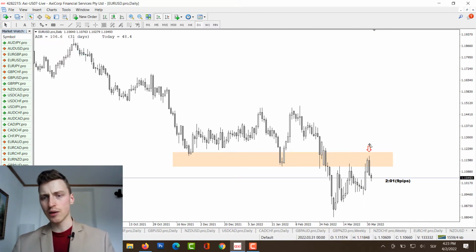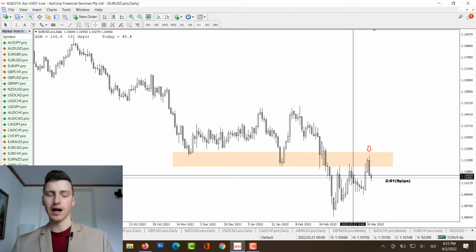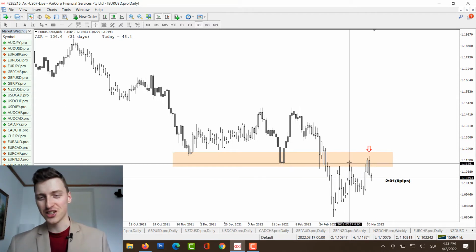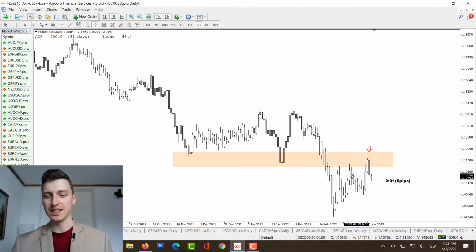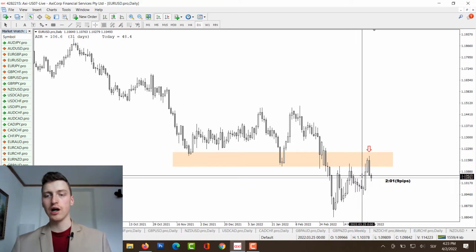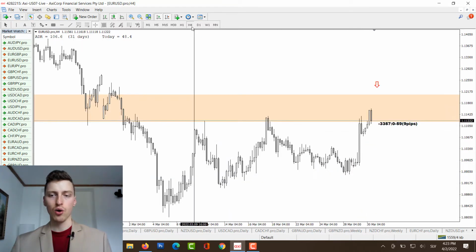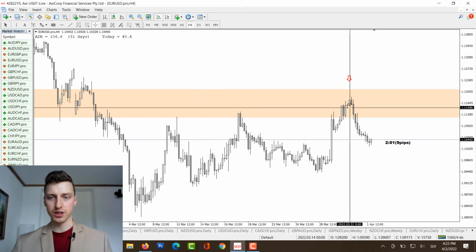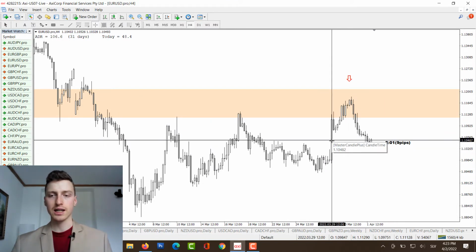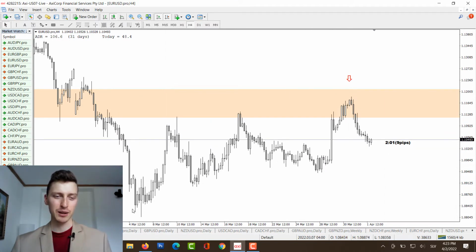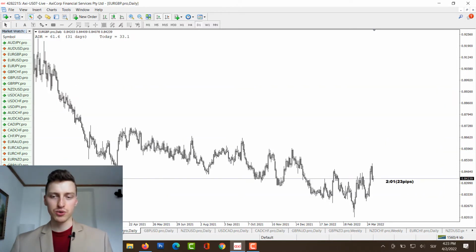But I would warn you, I call this fluffing, channeling sideways movement. It's pretty unpredictable right now. So wait for some clarification or trade on a lower time frame where the swing highs and swing lows are cleaner. Okay, so that's it. Let's move on to euro pound.